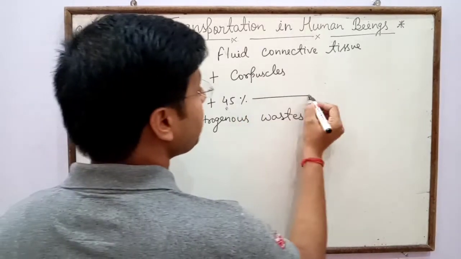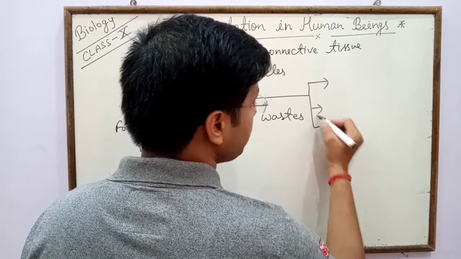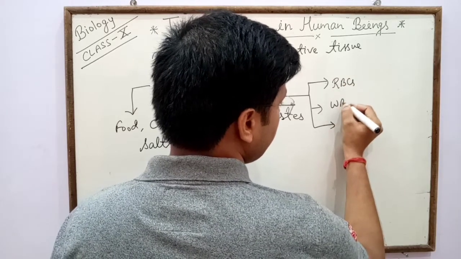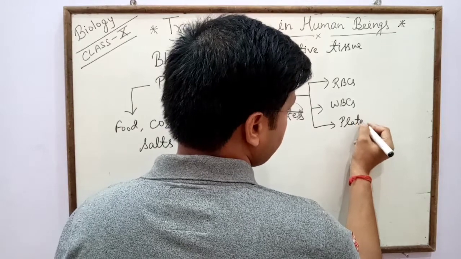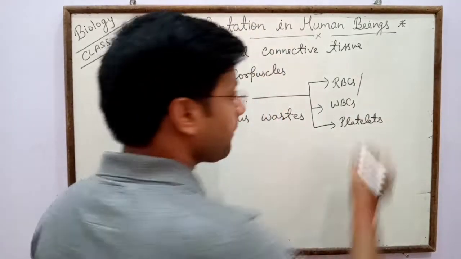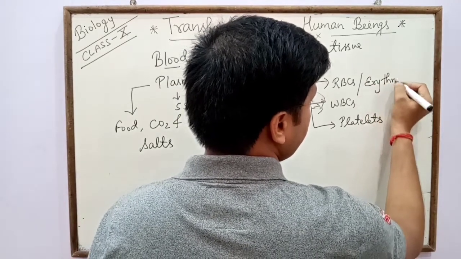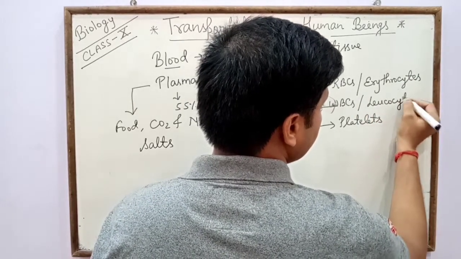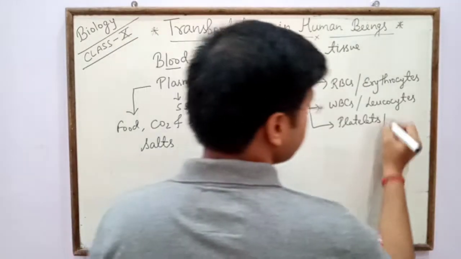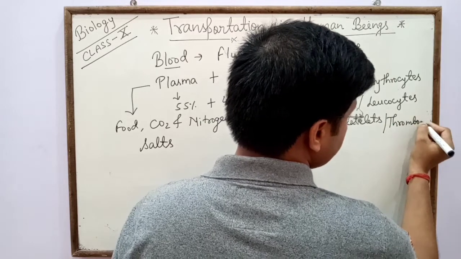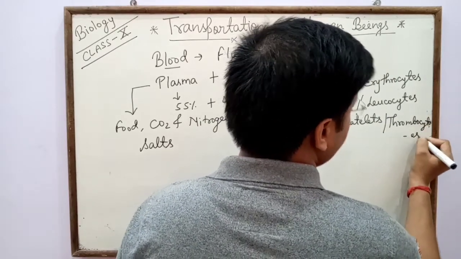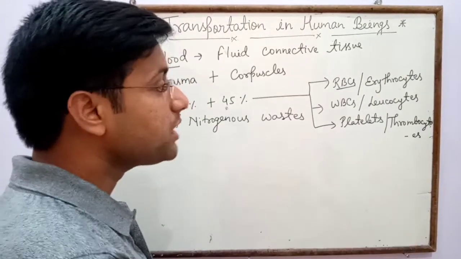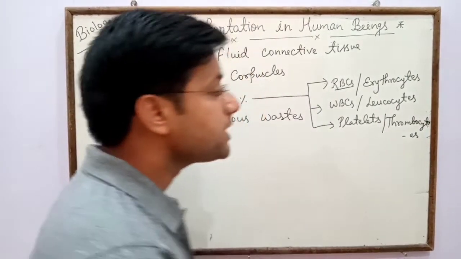In the 45%, three types of corpuscles are present, that is RBCs, WBCs and platelets. The second name of RBC is erythrocytes. Second name of WBCs is leukocytes, and the second name of platelets is thrombocytes. So RBC means red blood corpuscles or red blood cells, WBCs means white blood corpuscles or white blood cells, while platelets' second name is thrombocytes.